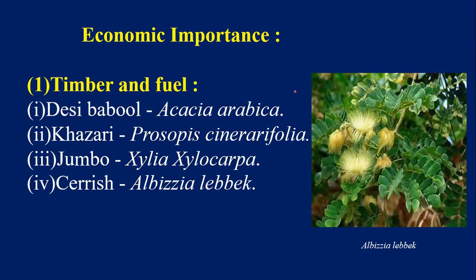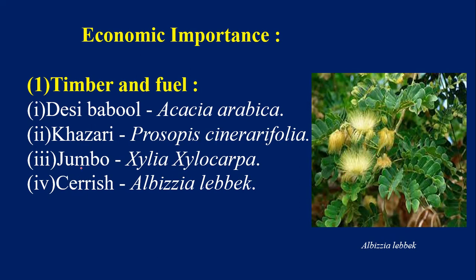From this family, we are getting several economically valuable products. Many plants are used as timber, and we are getting fuel from the plant species. Some economically valuable plant species are given. See that, babool plant, generally called Acacia arabica. This is all given in the introduction itself. Try to remember Acacia arabica. Then Prosopis cineraria, Xylia xylocarpa, and Albizia lebbeck. Those plants are given here. See the diagrammatic representation.